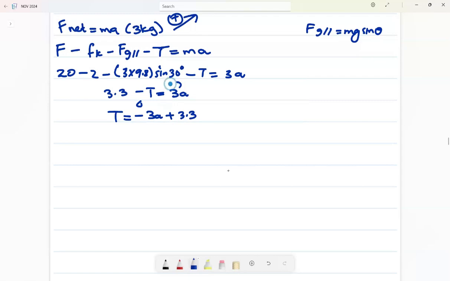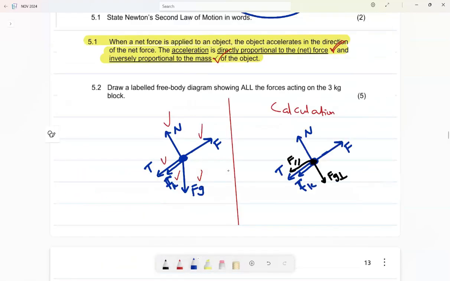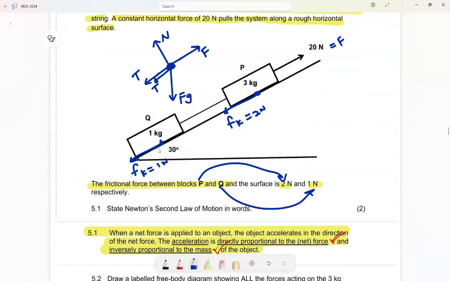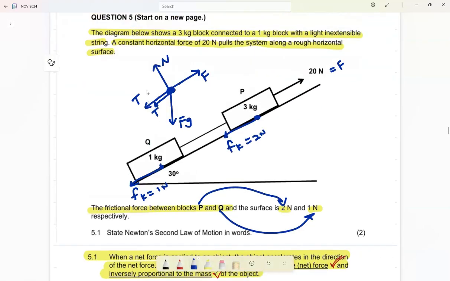So let's say this is my equation 1. And then there's nothing else that I can do. Let me apply F net equals Ma on the 1 kg block, block Q. On block Q, what do I have? Sorry, this is not tension and tension. Oh, I fixed that. Let's draw a free body diagram for the 1 kg block.